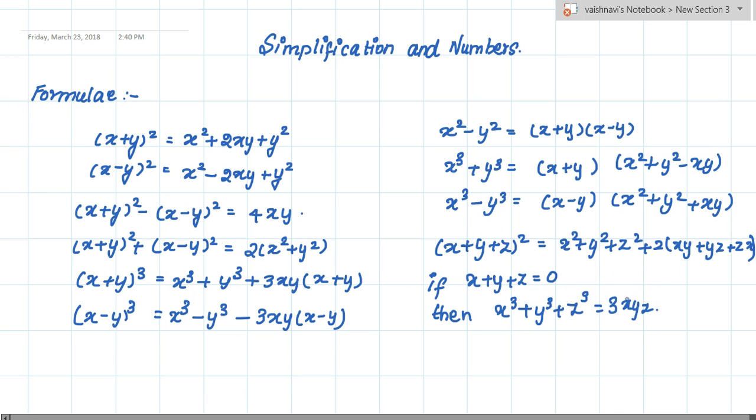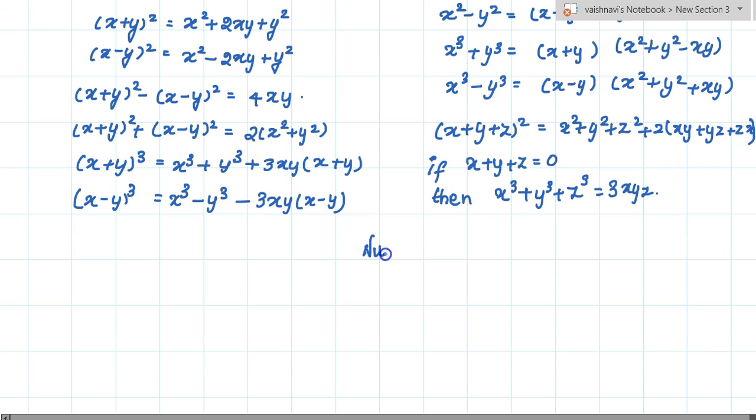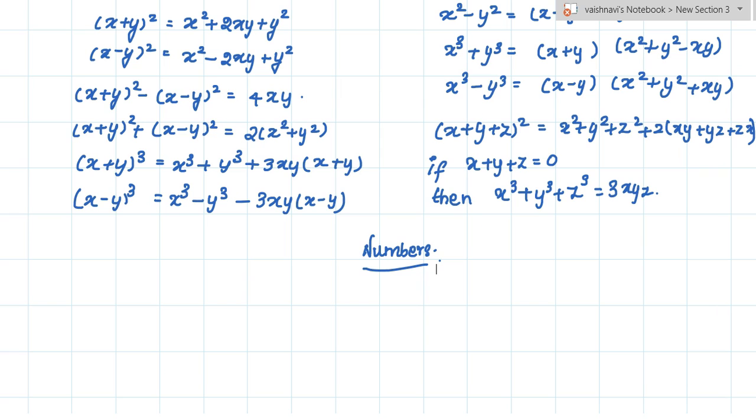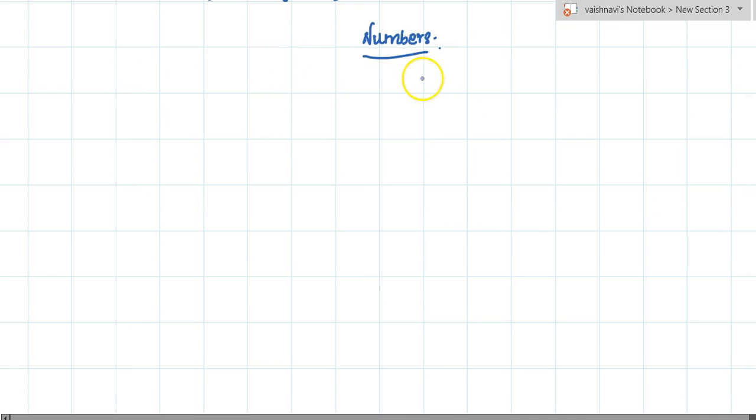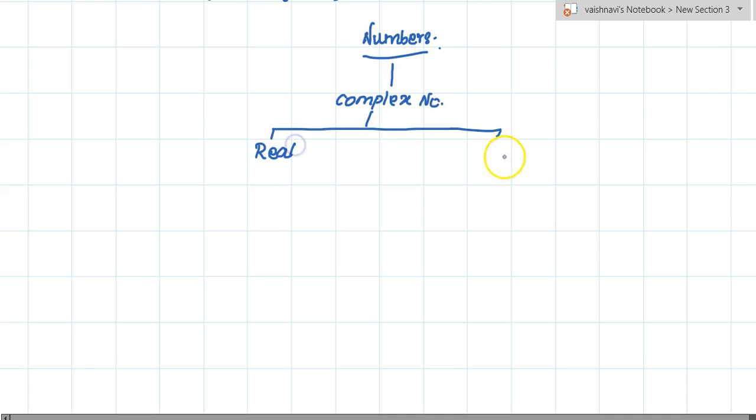So these are the formulas. And in case of the number system, so this is the number system. I guess we have already studied these things in our lower classes. We just need to refresh it.